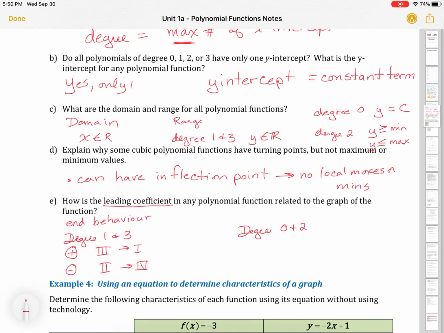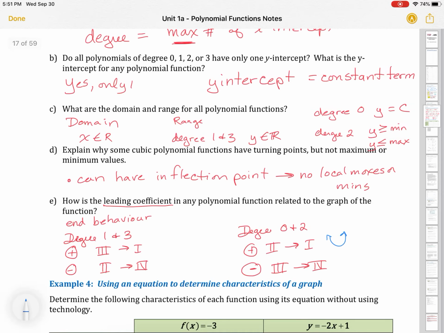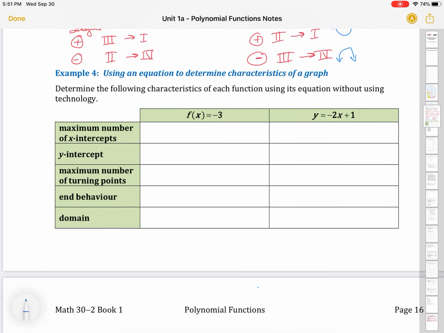For degree 0 and 2, if it's positive, it goes from 2 to 1. If it's negative, it goes from 3 to 4. So this one is going to look like this, right? Or this one will look like this. And for 0, it's just a matter of whether or not it's above or below the x-axis, right? Okay? But that is the pattern.